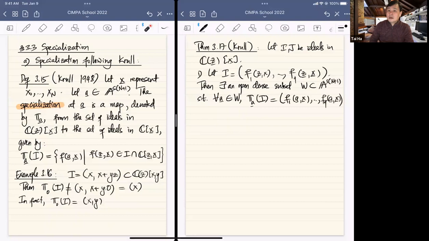So we cannot always do that, but as this example is saying, there's an open subset where, instead of looking at zero, if you look at A, when A sits inside that subset, then you can actually do this specialization by simply specializing the generators. The second part of the theorem basically says this property works as well with product, sum, and intersection of ideals, right?